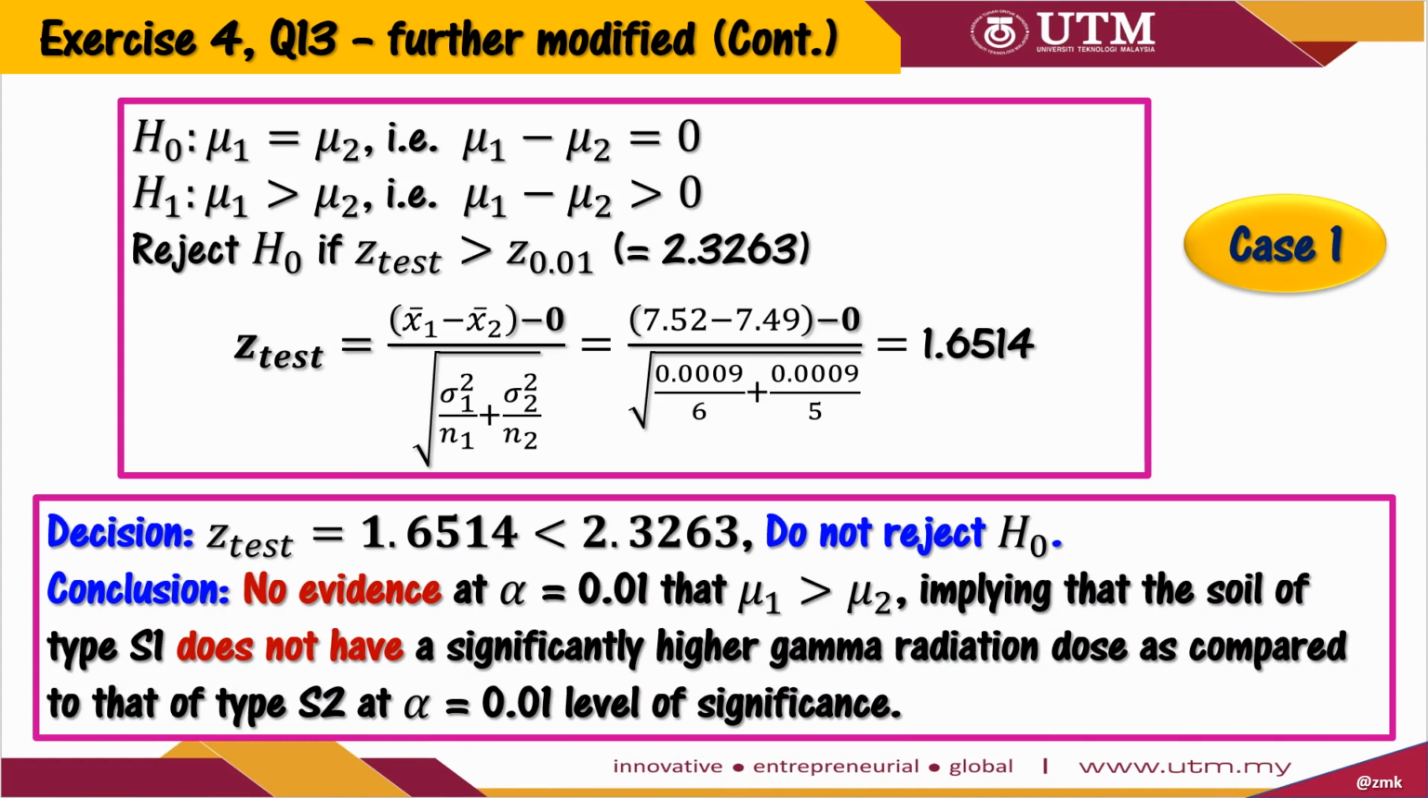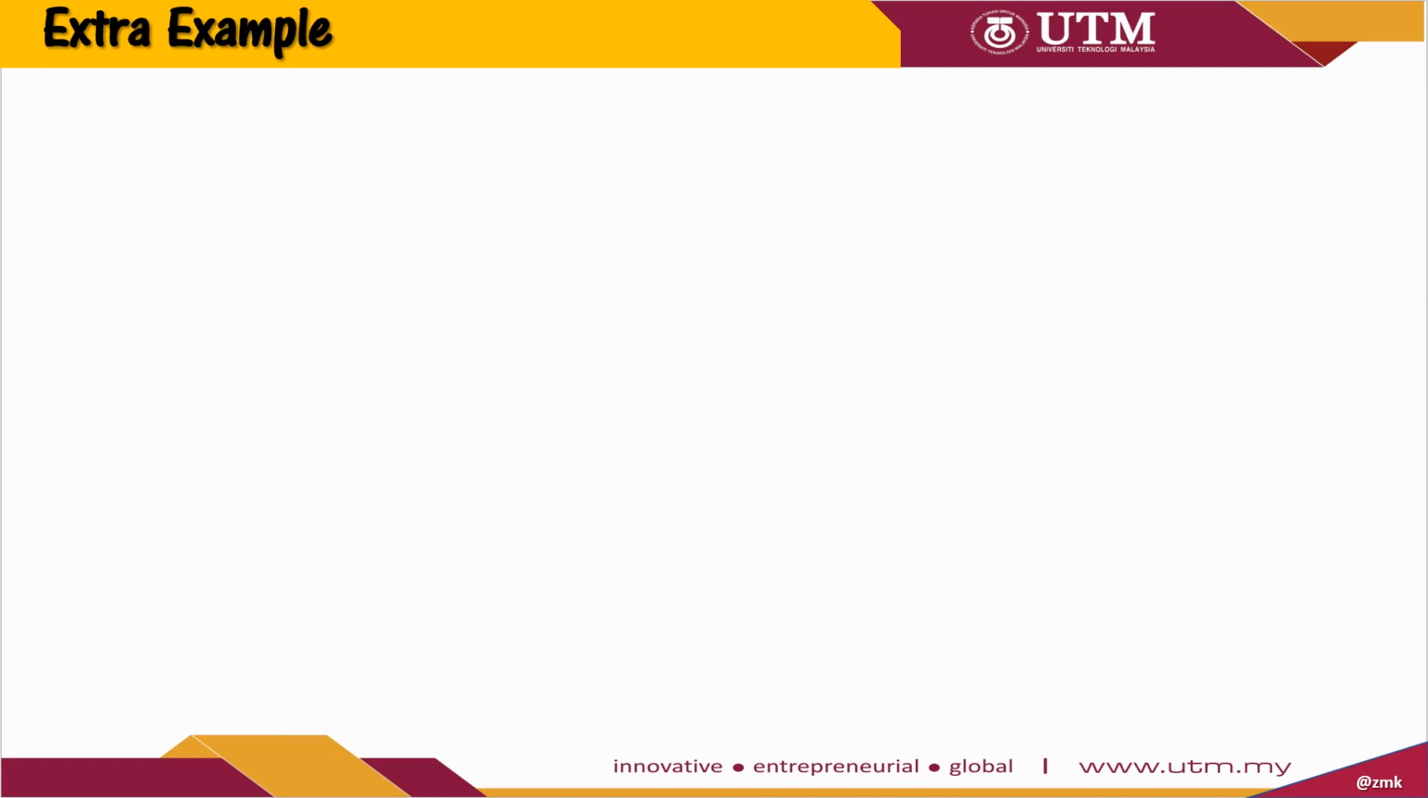One important lesson that we learned here is to identify a correct case and use a suitable test statistic when solving a problem on testing the difference between the population means mu1 minus mu2. Let's look at another example.